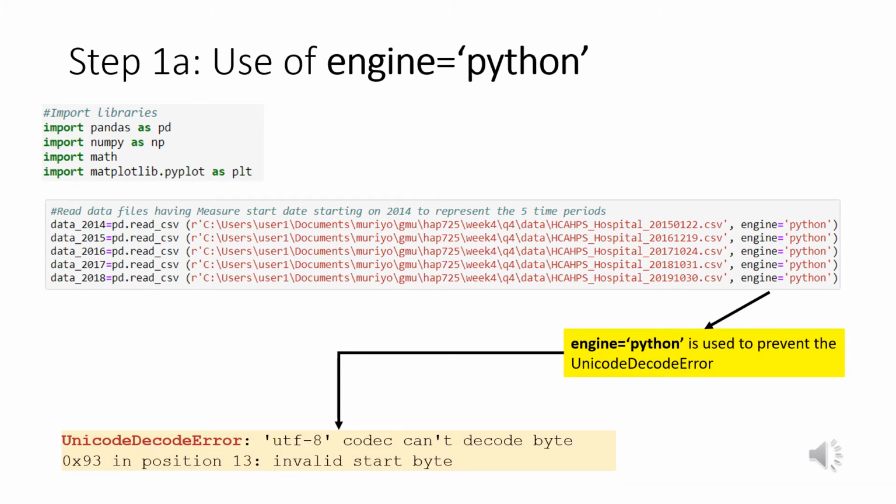So why do we use engine equals Python? Without using engine equals Python, at least you should try it, you'll get a Unicode decode error message, meaning that your data could not be imported. And by using the engine equals Python, you're preventing the occurrence of this Unicode decode error, and then you'll be able to read your files into pandas without any issue.